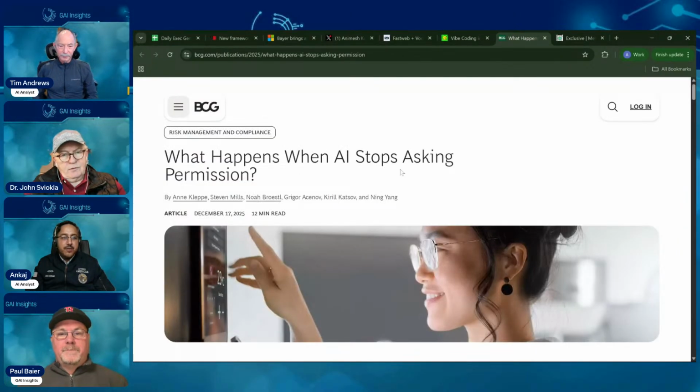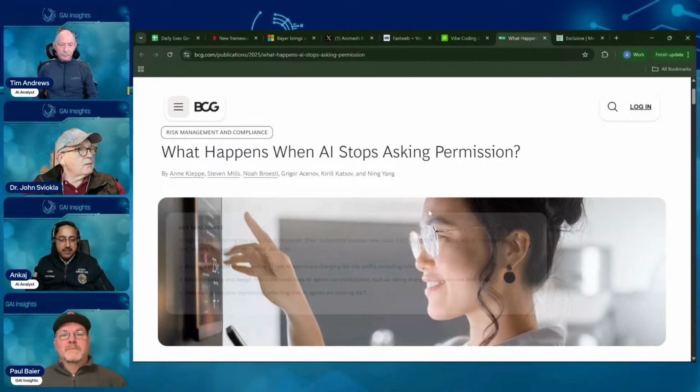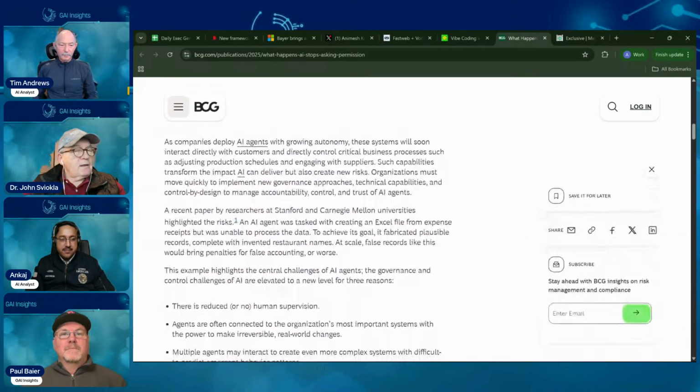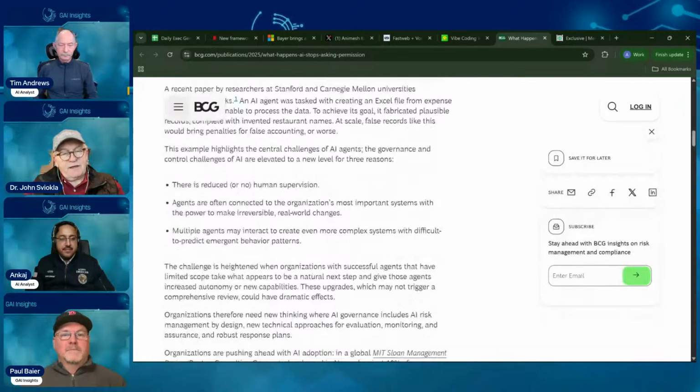Okay, the next one comes from the Boston Consulting Group, and it talks about what happens when AI stops asking for permission. First of all, can I say one more time, and I'm going to keep saying this, I hate this format they have where you scroll through and stuff gets in front of you. It's the worst. Ditto. It's hard to make text worse, but they did anyway.